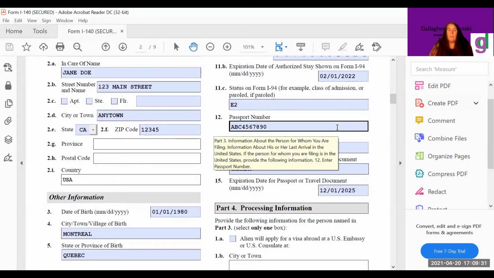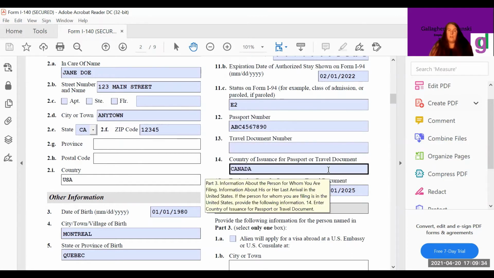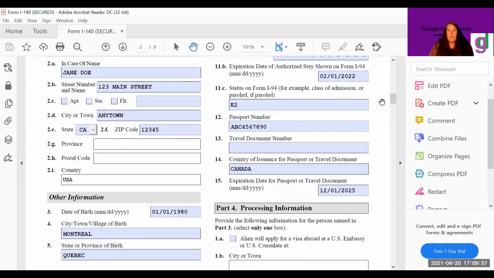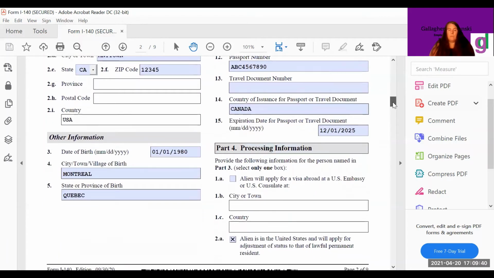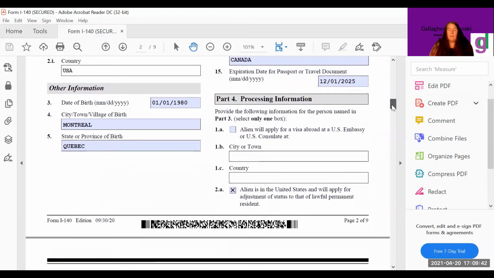This is your passport number. This is the country that issued it. This is the expiration date of their passport. Okay, because they're in the United States, they would check 2A. They're in the United States, and then we'll apply for adjustment of status once this is approved. Now, if you are abroad, then you would not check this. You would check 1A and put the city or town and the country where the embassy or U.S. consulate is that is closest to you.